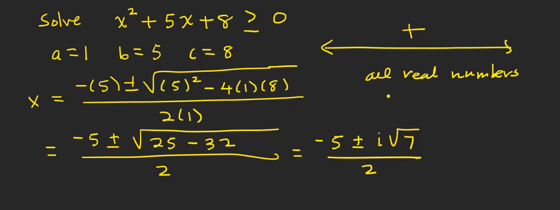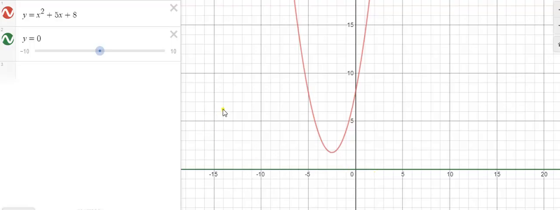Or you could say negative infinity to positive infinity. And graphically speaking, notice x squared plus 5x plus 8 is always greater than or equal to 0. That's why the solution will be all real numbers.